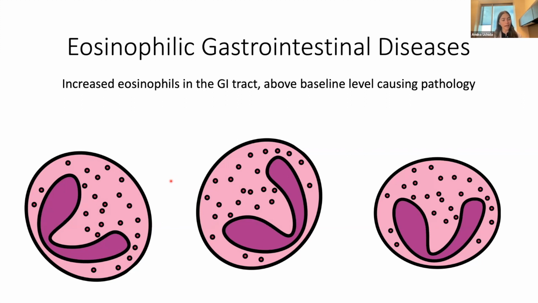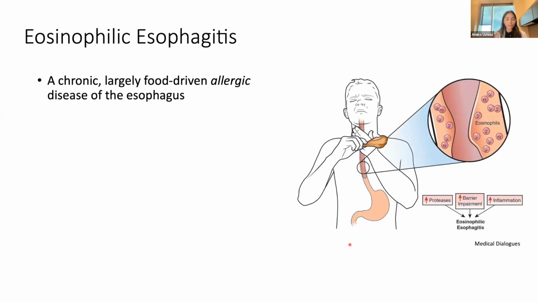So this is high level, big picture. We're talking about inflammatory diseases of the GI tract. And if we hone in a little bit more, because we're going to spend the majority of this talk focusing on EoE, or eosinophilic esophagitis, focusing just on the esophagus, though recognizing that you can have too many eosinophils in other places in the GI tract as well.